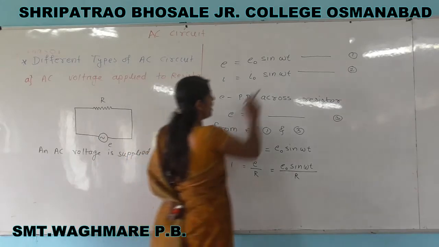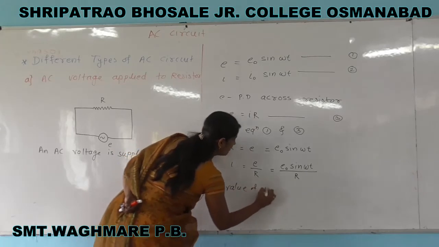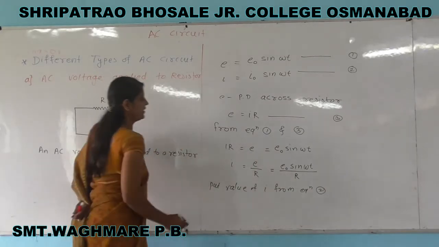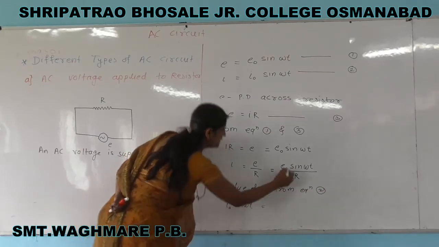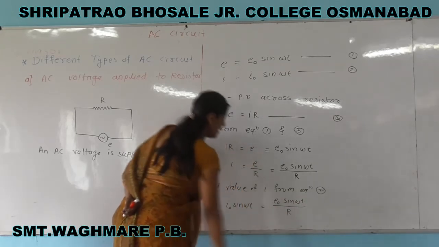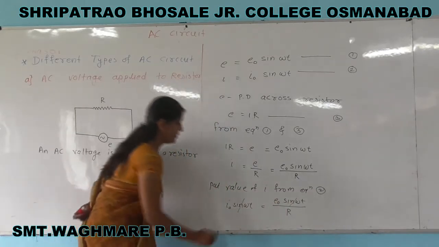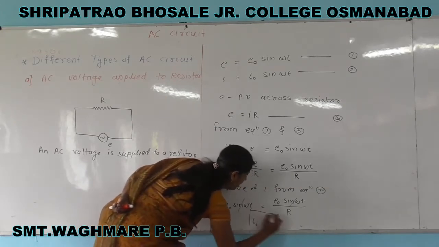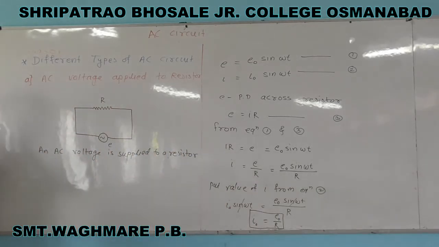Now put the value of I from equation 2. Then we get I is equal to I naught sin omega t is equal to E naught sin omega t divided by R. This sin omega t will be cancelled on both sides, and therefore I naught is equal to E naught upon R.